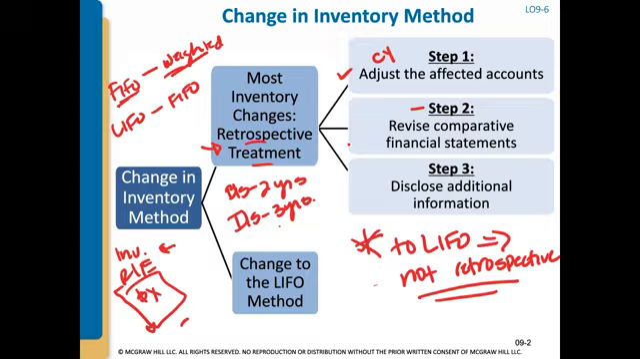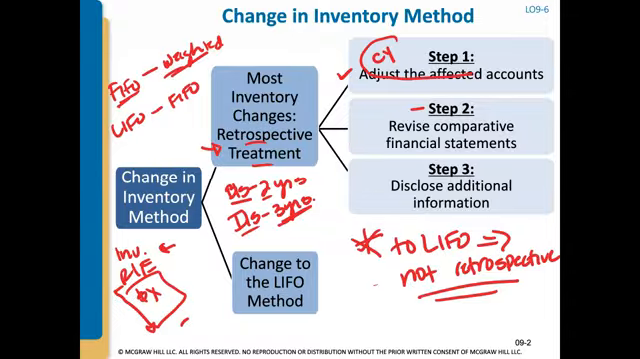What the company needs to do is go into the balance sheet and report the inventory as if they were using the new method all along. So they revise their balance sheet. And with their income statement, they have to revise their cost of goods sold for the current year and the prior 2 years, so it's 3 years total. They have to revise their cost of goods sold to reflect what it would have been had they been using the new method all along.